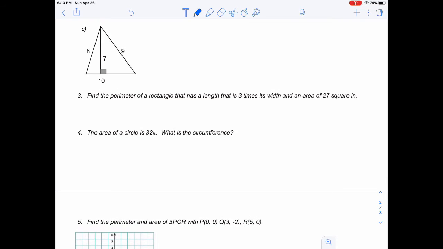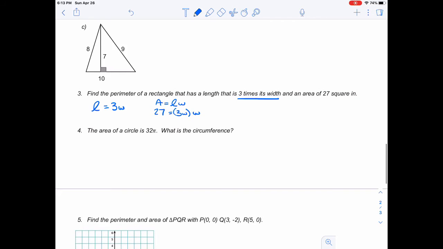Find the perimeter of a rectangle that has a length that is 3 times the width and an area of 27. So we can see that the length is equal to 3 times our width, so 3W. So we know that the area is 27. So remember, our area of a rectangle is length times width. So we can say 27 is equal to our 3W, which is our length, times our width. And we would get 27 is equal to 3W squared.